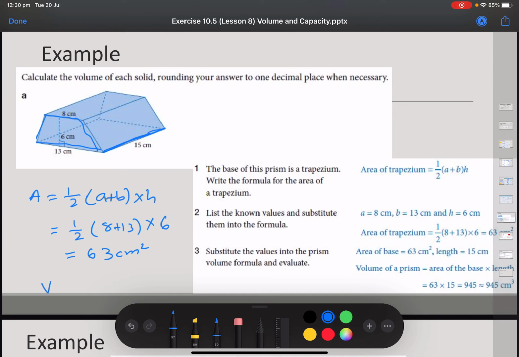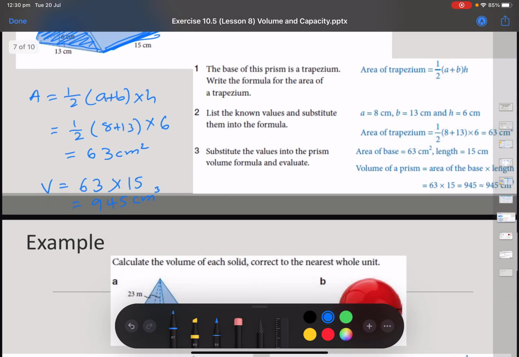And then to find the volume of our entire shape, we're going to take that 63 and multiply it by the length of our entire shape, which is 15, which is 945 centimeters cubed because it's volume. So volume is all about finding the area of our cross section and then timesing it by the height of the object.